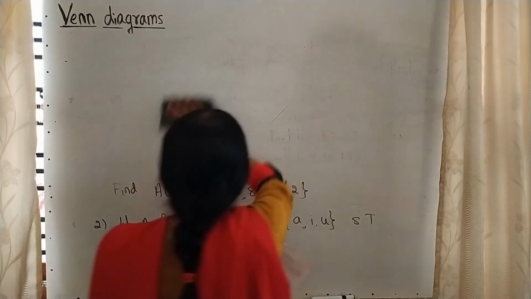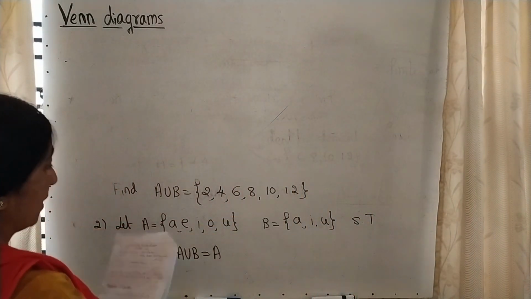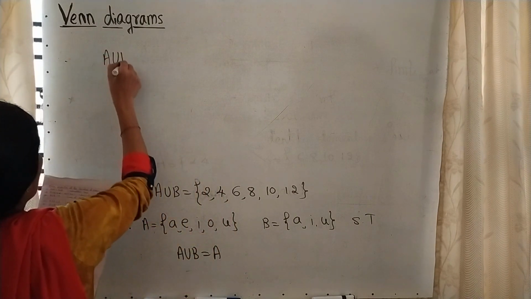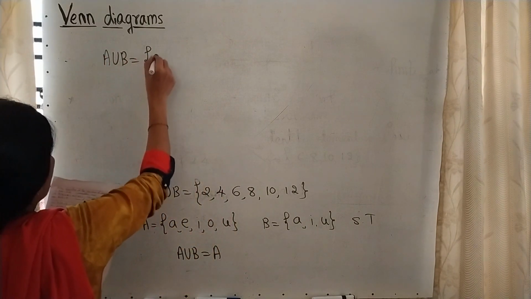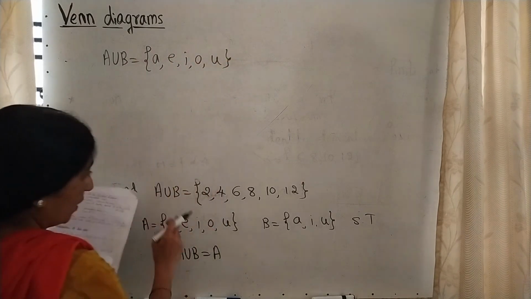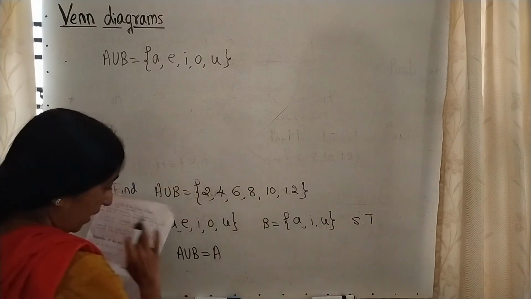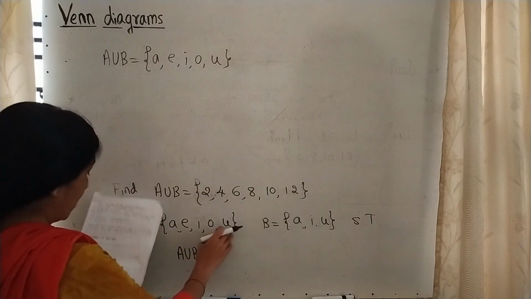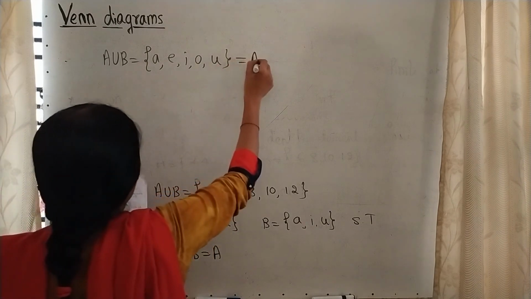When you compare set A and set B, obviously you are familiar. Set A is bigger than set B. See, what is A union B? A, E, I, O, U. The same set of A. Here A is there, repeated. Don't write twice. Then E. I is repeated, write once. O. Then U. So that is nothing but set A.